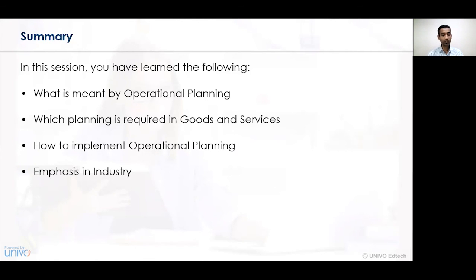And lastly, we have also seen the emphasis of the operational plan in the industrial perspective. That is, if you want to implement this plan in an industry, how you are going to implement it or how you are going to apply it to the industry.